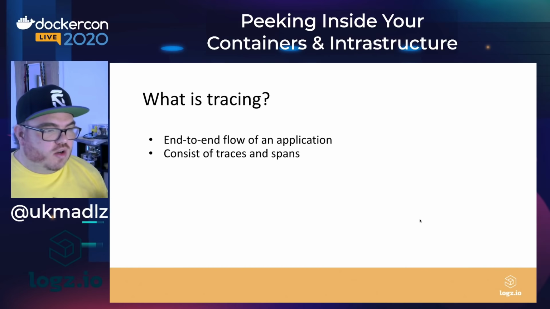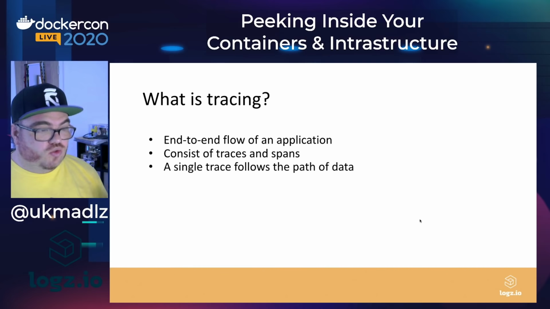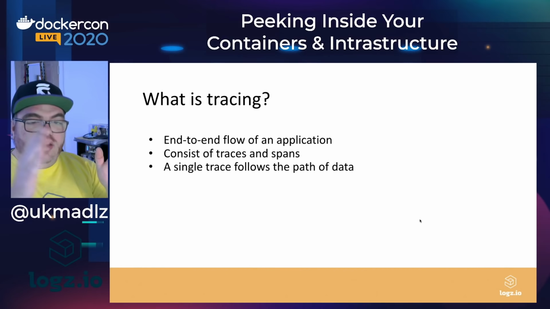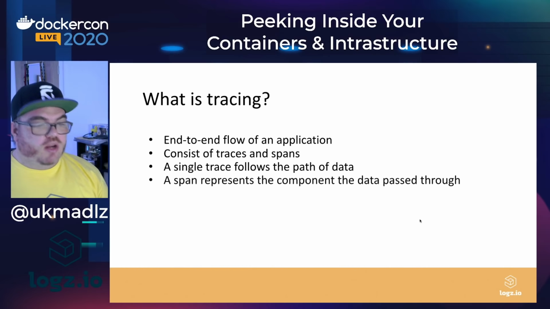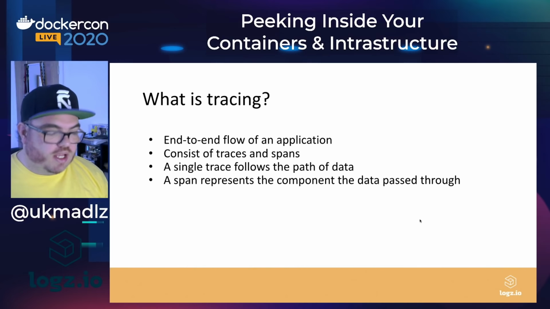This usually consists of traces and spans. A single trace will be the single path the information takes. If it goes from the single top layer application into another layer and another layer and another layer, that will be a single trace, and each of those components will then be made of spans. So layer A, layer B, layer C, the way the information is processed through those will be individual spans.